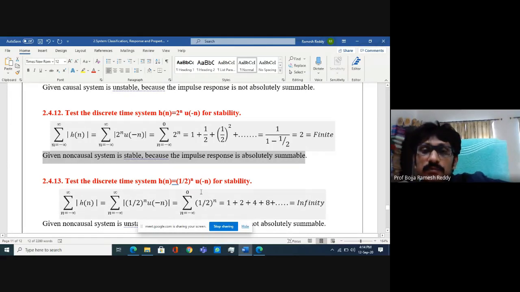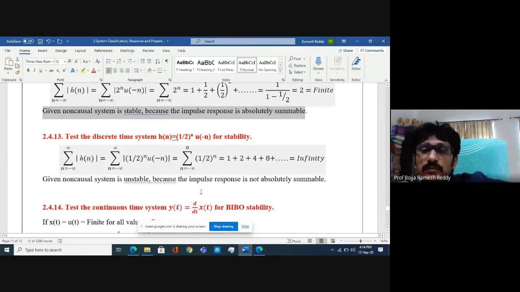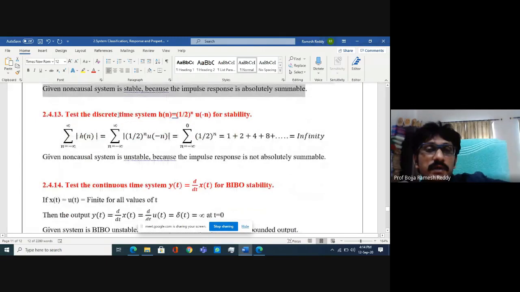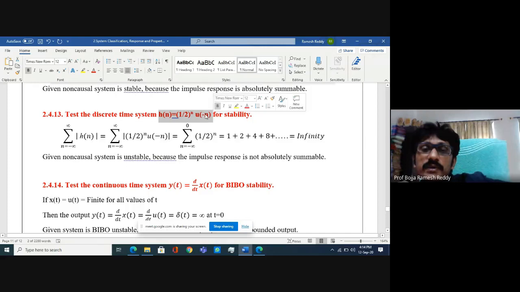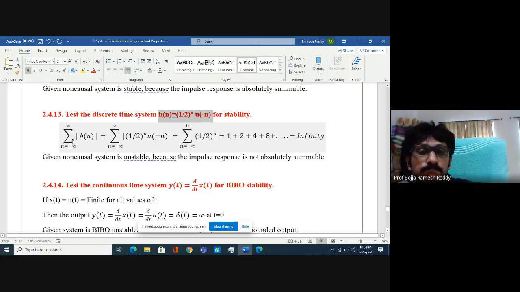Next example. This is another example: half power n u of minus n. Because of u of minus n, the system is non-causal, because it is left-sided. Now we are testing a non-causal system. Evaluate the absolute summation.